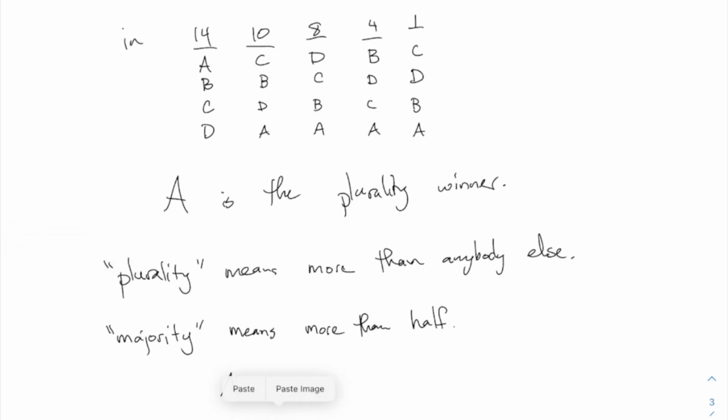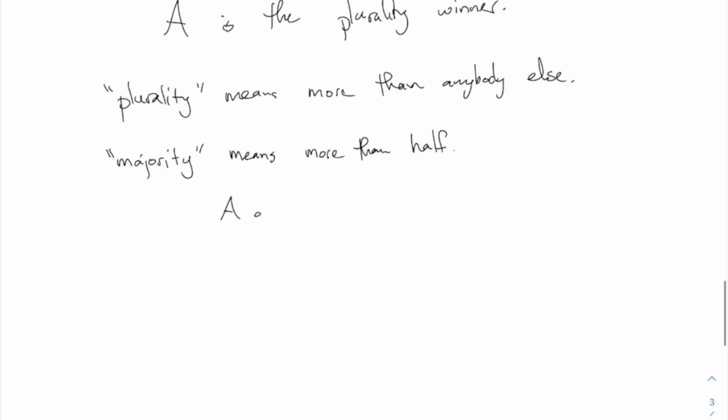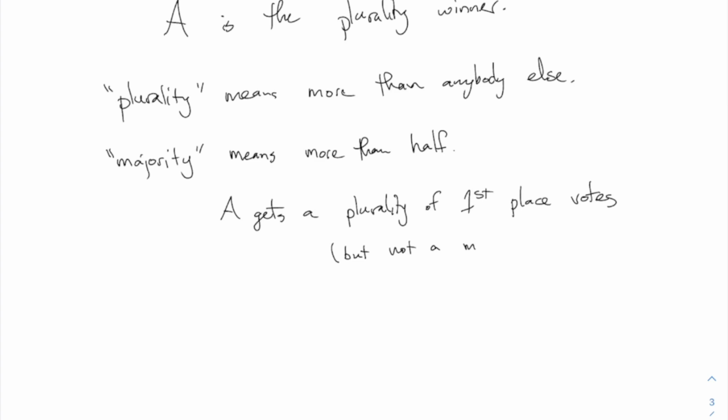So A, in this particular example, gets a plurality of first place votes, and that's enough to win, but not a majority.